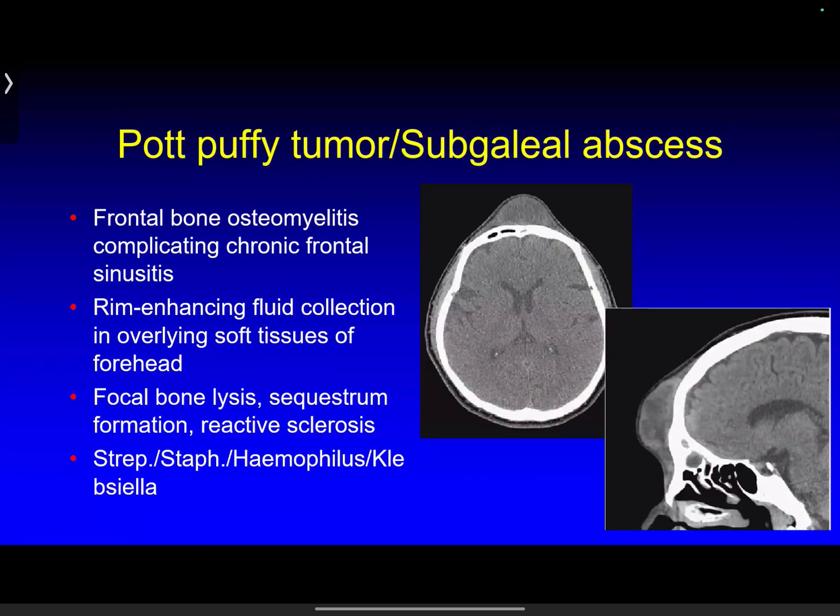It is basically a frontal bone osteomyelitis that complicates chronic frontal sinusitis, and you will see a rim-enhancing fluid collection in the soft tissues of the forehead overlying the frontal sinus. You may see focal bone lysis, sequestrum formation, or reactive sclerosis, and it's usually due to a staph or strep infection, but could be Haemophilus or Klebsiella.